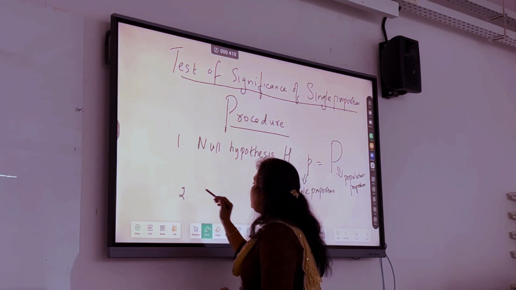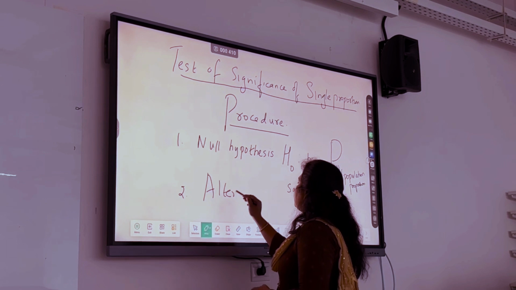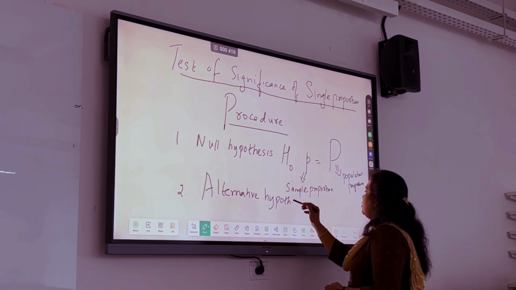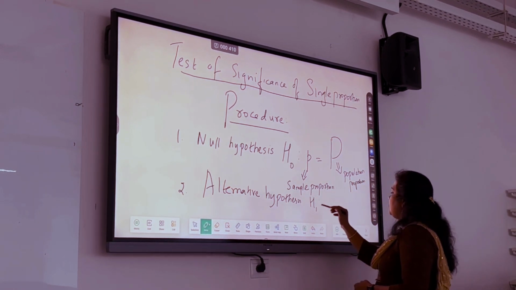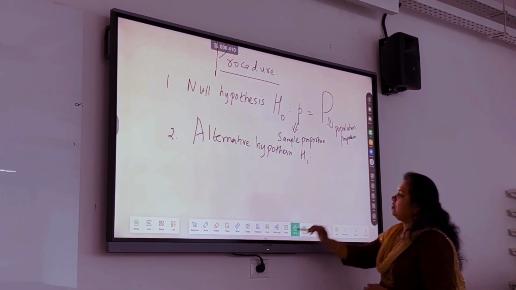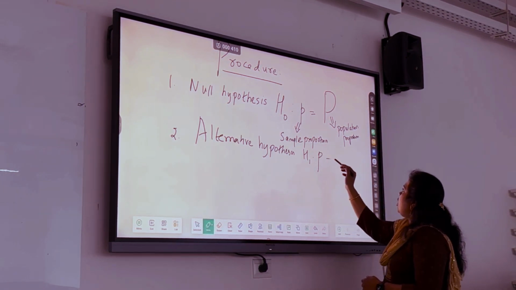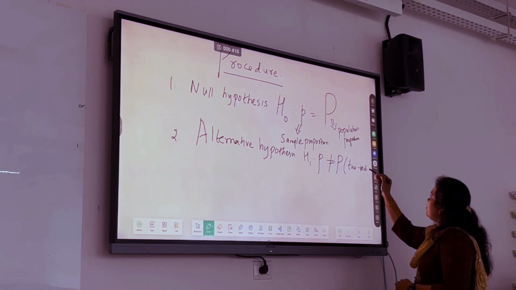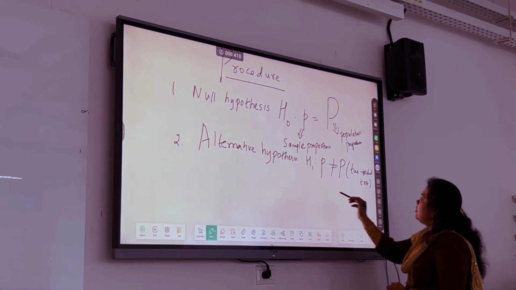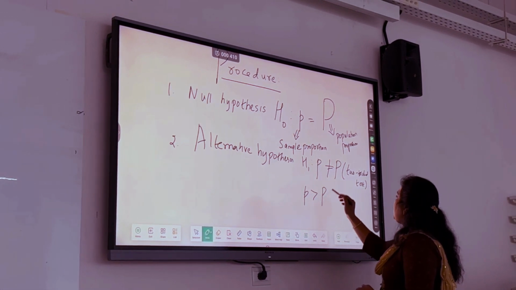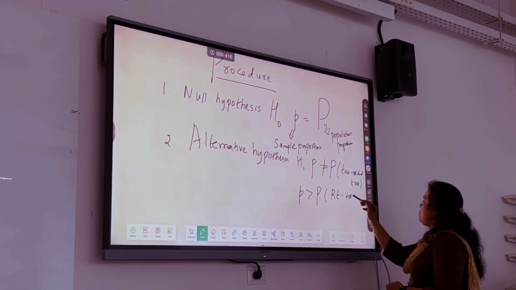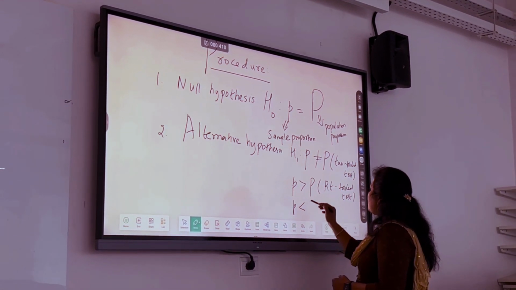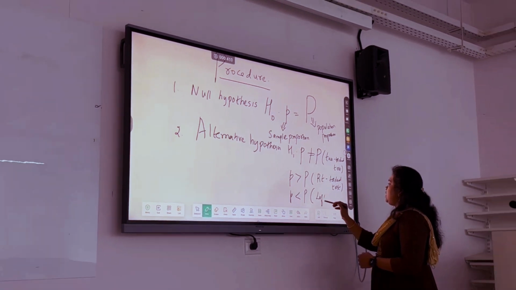Now, second point, alternative hypothesis, H1. Small p not equal to capital P means we call that a two-tailed test. Small p greater than capital P means we will call that a right-tailed test. Small p less than capital P means we will call that a left-tailed test.